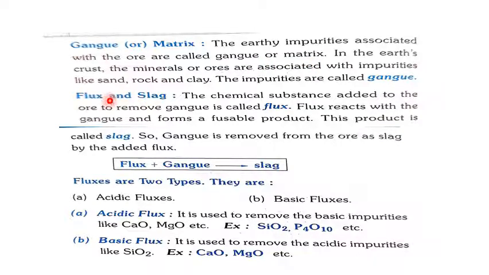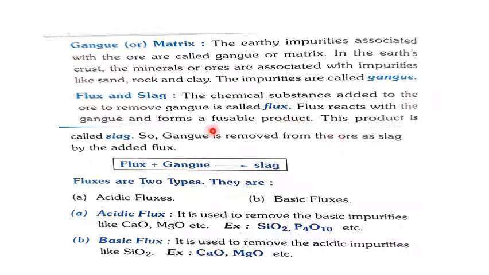Next one, flux and slag. So the chemical substance added to the ore to remove gangue is called flux. Okay, listen. Flux reacts with the gangue and forms a fusible product. This product is called slag. So gangue is removed from the ore as slag by the added flux.